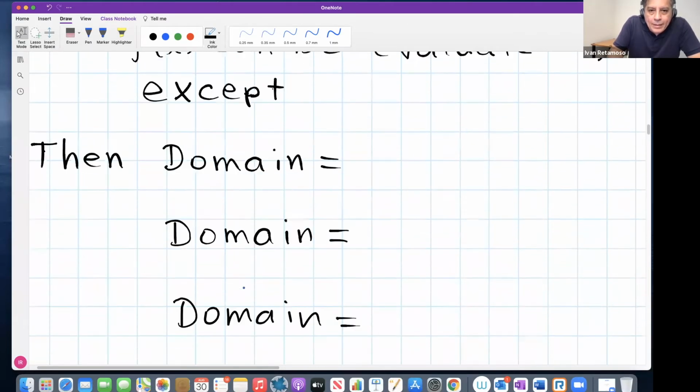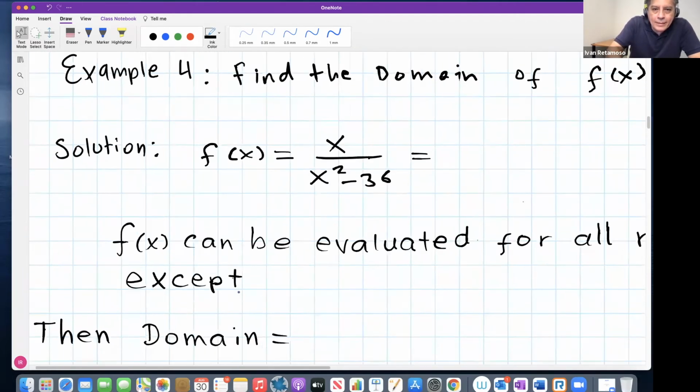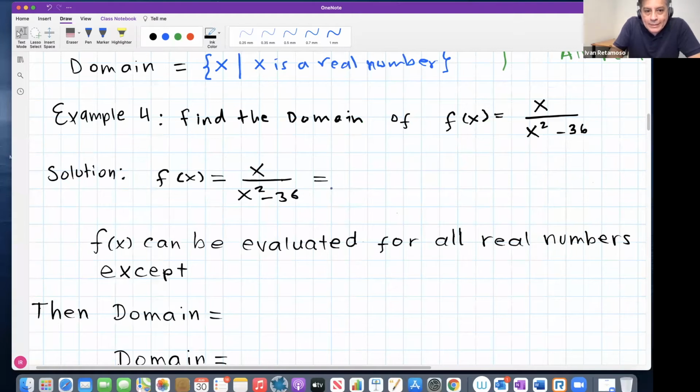So what happens if they give you something like this? Find the domain of this function f of x equal x over x squared minus 36. Solution. The idea is to factor the denominator. Professor, why are you factoring the denominator? Well, because if you factor the denominator, you will see clearly for which values of x the expression in the denominator does not make sense.